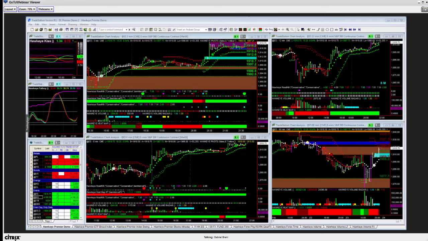I really like this question here, or comment, I guess I should say. Someone's drawing their own zones, and yes, this tool saves a whole lot of time if you're drawing your own levels, because it does it automatically. Not only does it draw the zone, but it shows the interaction of price with the supply and demand zones as well.